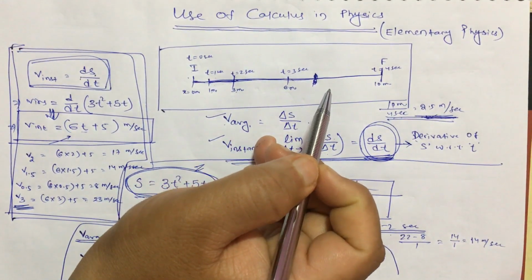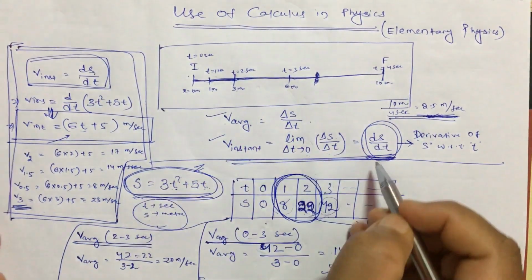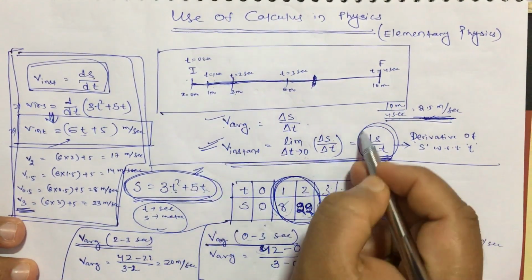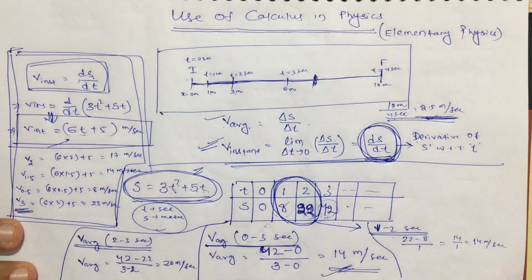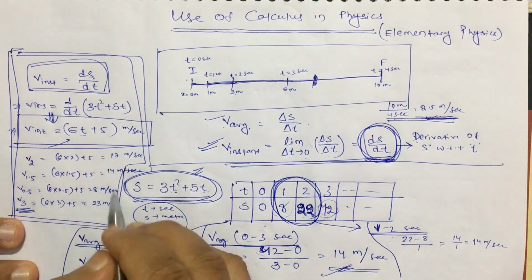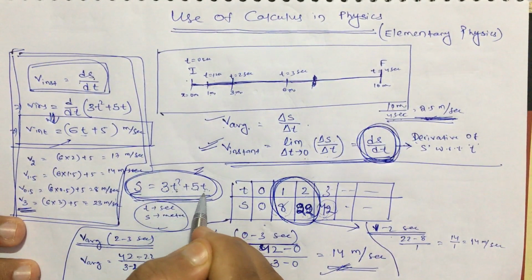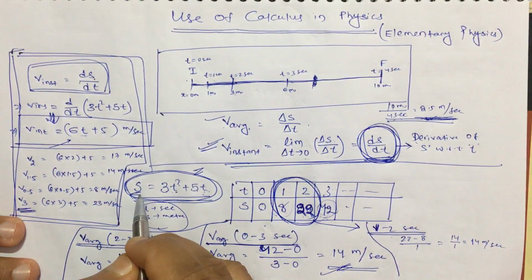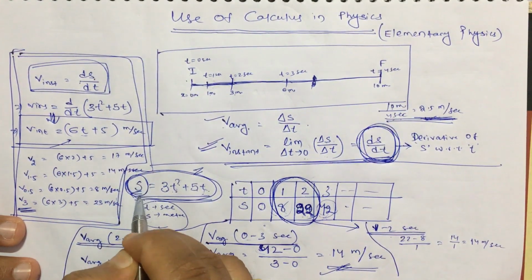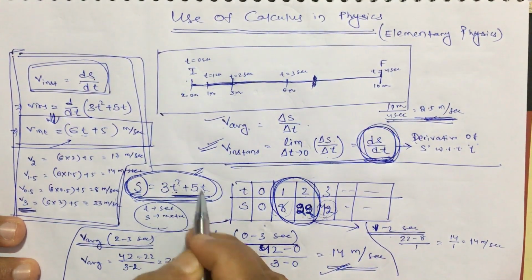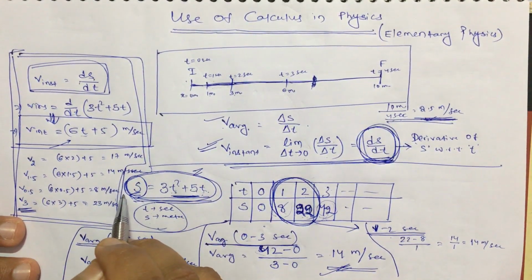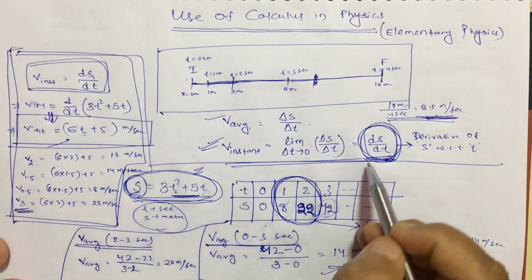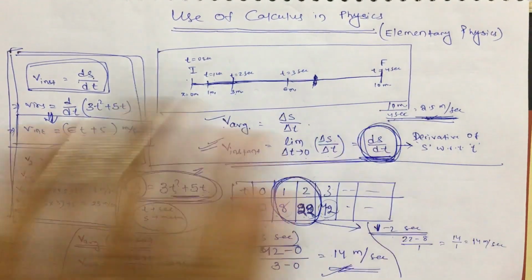Is it possible to find? No. So this formula, although true for all the cases, it is not possible to find this value all the time. When can it be found? When the expression of s is given in terms of t, then only you can find ds by dt. Or I can say, when you know how s is going to change with respect to t. If t changes this much, then how will s change? If you know that, then only you can find the value of this derivative.